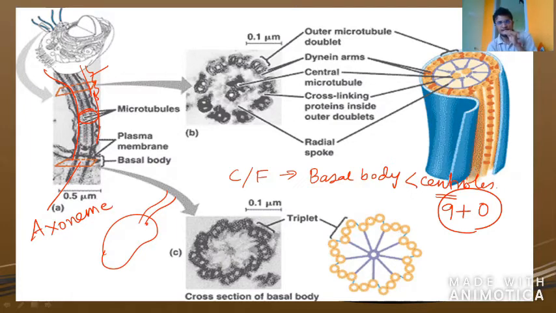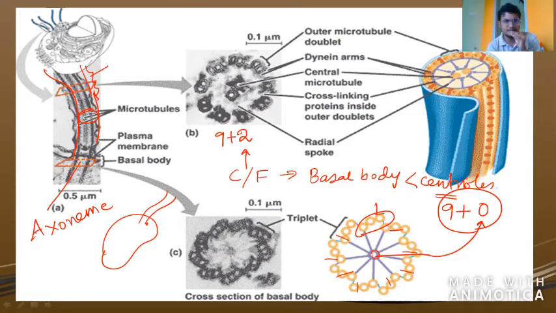But here the basal body and the centriole have the 9+0 arrangement, that means 9 continuous triplets, 1, 2, 3, 4, 5, 6, 7, 8, 9 triplets of microtubules connected to the center with a spoke. That is the radial spoke. I think you have checked the figure in the NCERT, that is the radial spoke, and at the hub, the center, there are no microtubules. But in the case of cilia or flagella, they have a 9+2 arrangement. That means 9 doublets and 2 microtubules at the center.